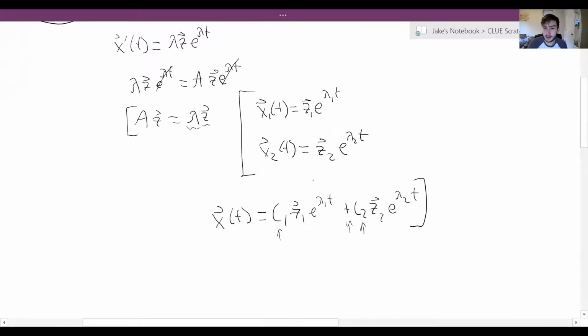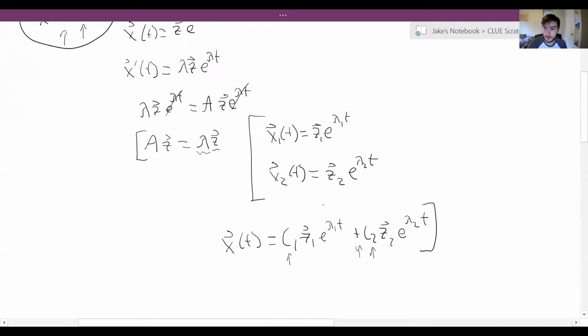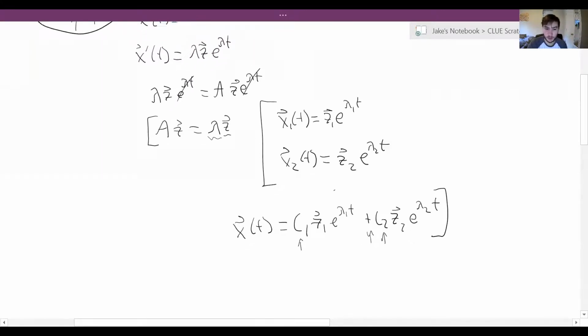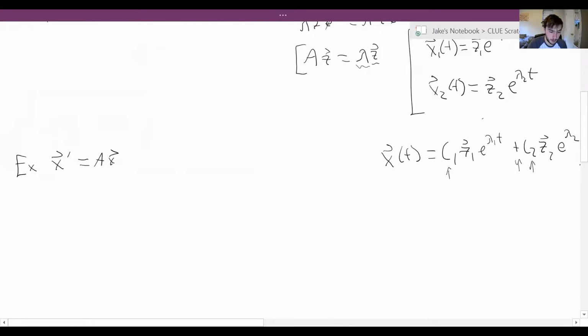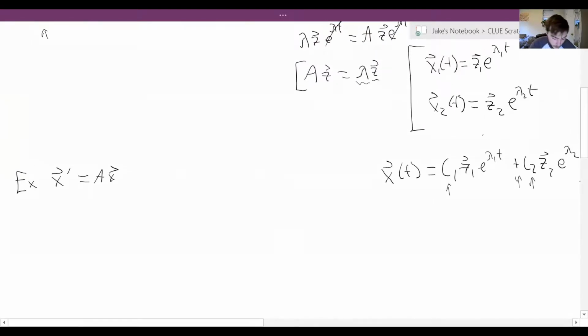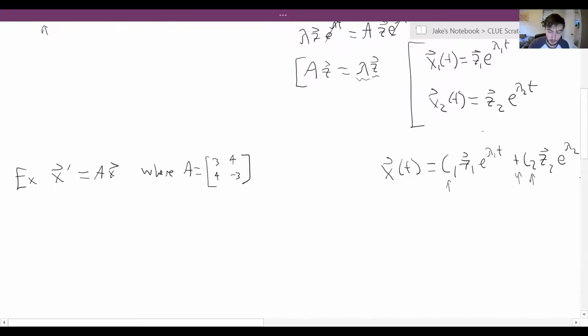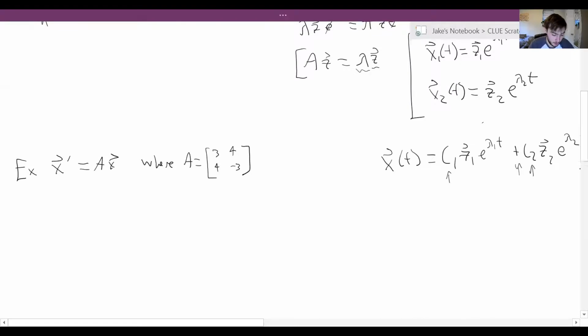So great. I hear what you're saying, Jake. This is great, but how does it work? Well, conveniently for you, I've got an example over here. I'm going to say A is equal to, let me think, this should work, 3, 4, 4, -3. So do you believe me that these are linearly independent? There's no constant we could multiply by to get the other. And hopefully this will give us some nice eigenvalues.